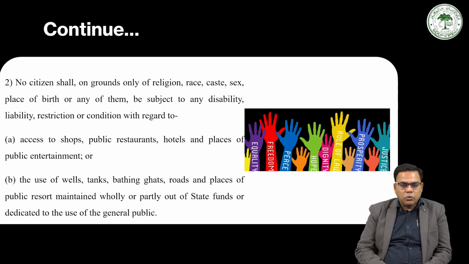No citizen shall, on grounds only of religion, race, caste, sex, place of birth, or any of them, be subject to any disability, liability, restriction, or condition with regard to access to shops, public restaurants, hotels, and places of public entertainment. You'll find that certain people were declared untouchable, and even during British colonialism there were certain places restricted for Indians. Indians were prohibited from going to those places. This was the reason this right is also important.